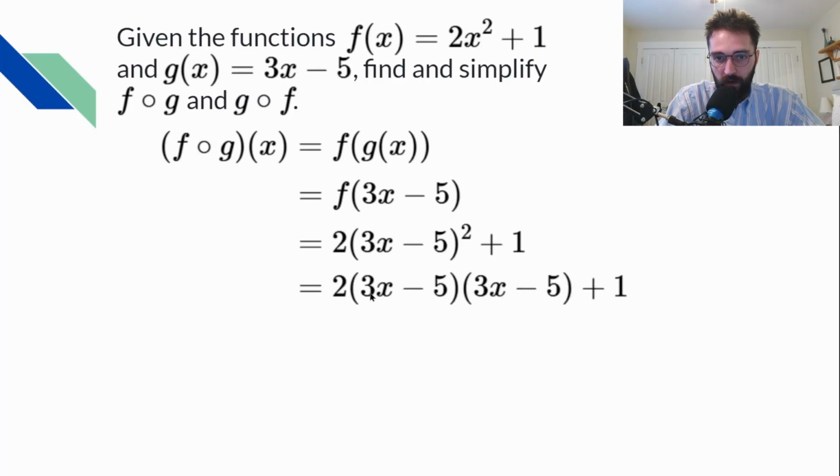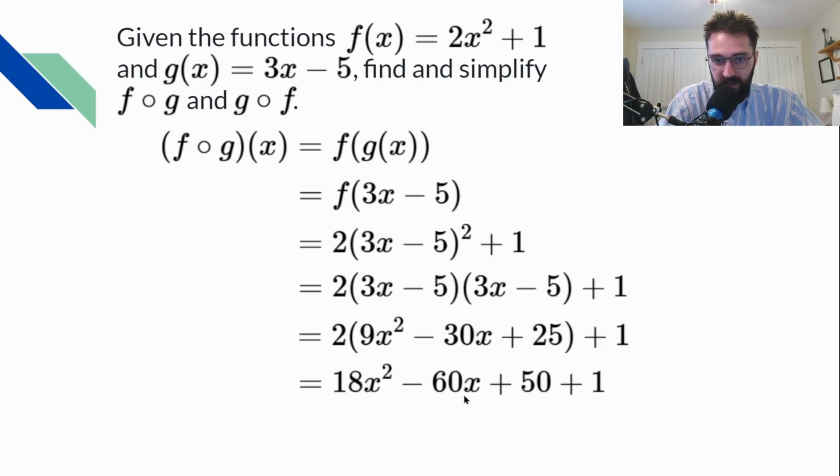Expanding this out, we have 2 times this plus 1. So we need to FOIL this right here. And that's going to give us 9x squared minus 15x minus 15x, so minus 30x, plus 25. And then we have this plus 1 tagged onto the end. So the next thing we need to do is distribute this 2 to each piece in the parentheses here. So we'll get 18x squared minus 60x plus 50 plus 1.